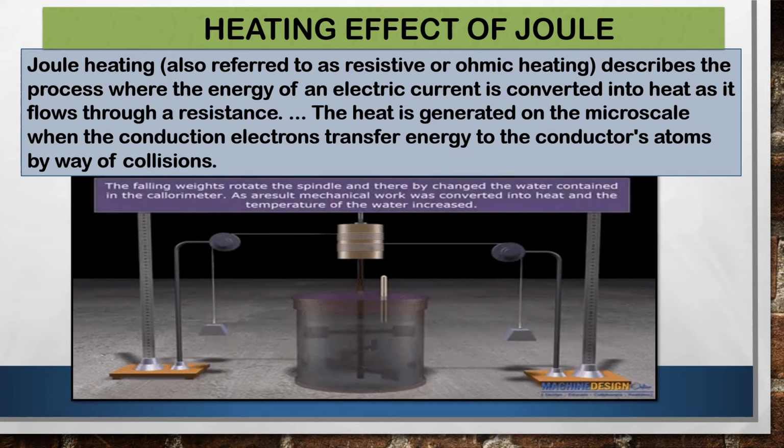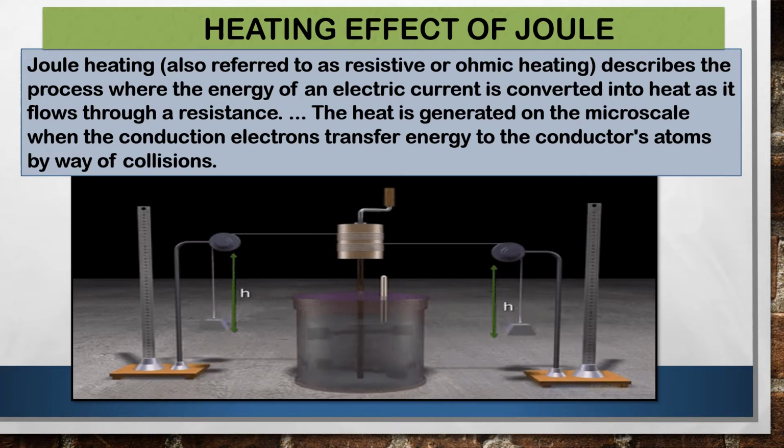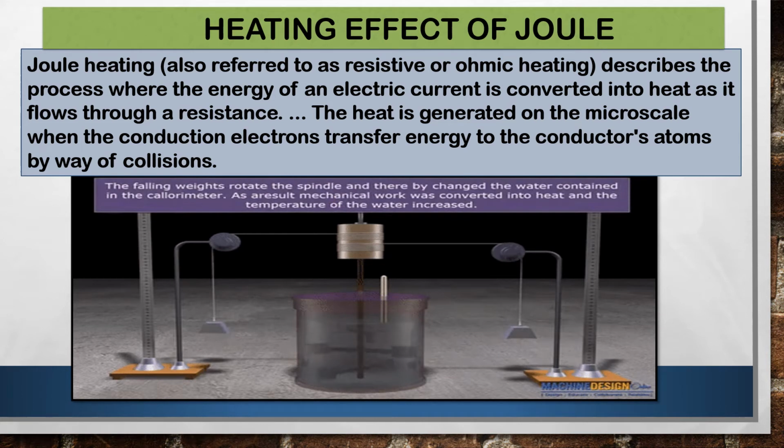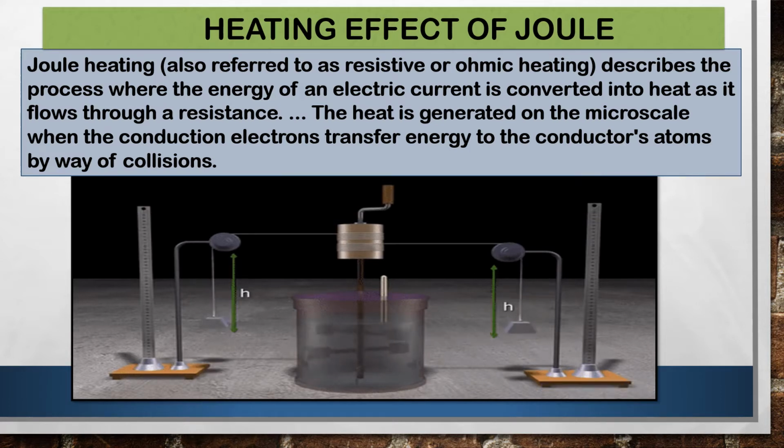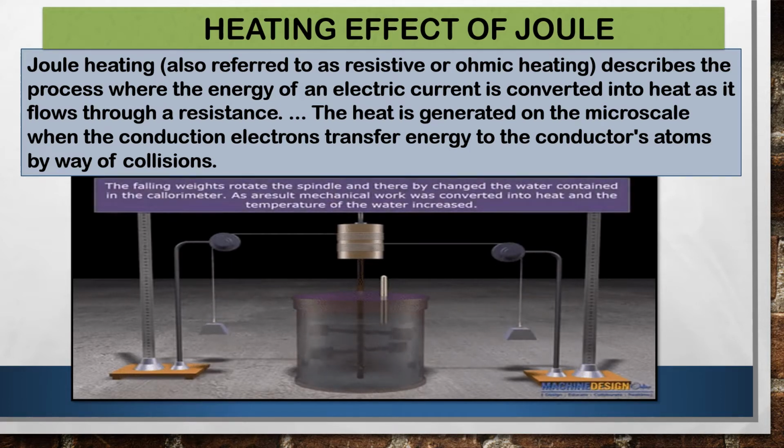You know heating effect of Joule. You know from Joule's law or combined Joule's law, that is H, heat, is equal to 1 by 4.2 into I square RT, where I is equal to current, R is equal to resistance, and t is equal to time. Now 1 by 4.2 means actually 1 by J.